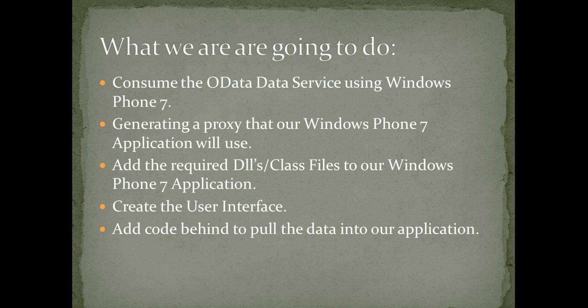In part 3, and the final part of the series, what we're going to do is consume the OData data service using Windows Phone 7. We're going to generate a proxy that our Windows Phone 7 application would use. Then we're going to add the required DLLs and class files to our Windows Phone 7 application. And then we're going to create the user interface and add a little code behind to pull the data into our application.